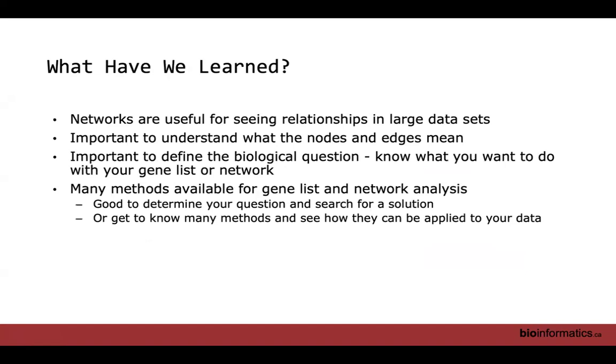Okay, so what have we learned? Networks are very useful for seeing relationships in large data sets. It's important to understand what a node and an edge means, a node being the entity in the network that interacts, and the edge being the relationship that those nodes have with other nodes. It's important to define the biological question, know what you want to do with your gene list or your network, and if you're clear about what you're defining, then your picture makes a lot more sense. And there are a lot of different methods available for analyzing networks. I've just done a brief overview here. We're going to go over some of those, or a lot of those, in future lectures.